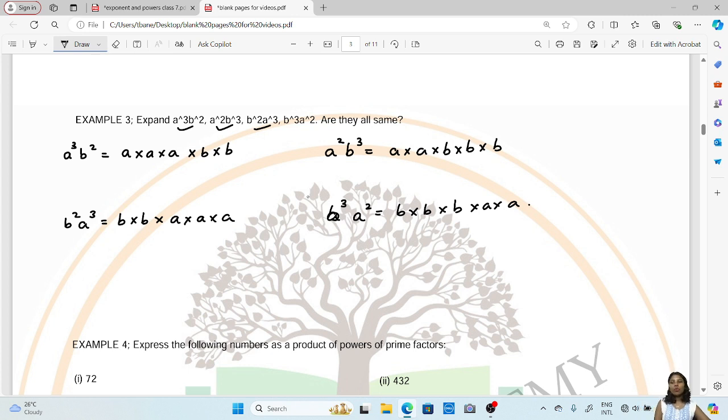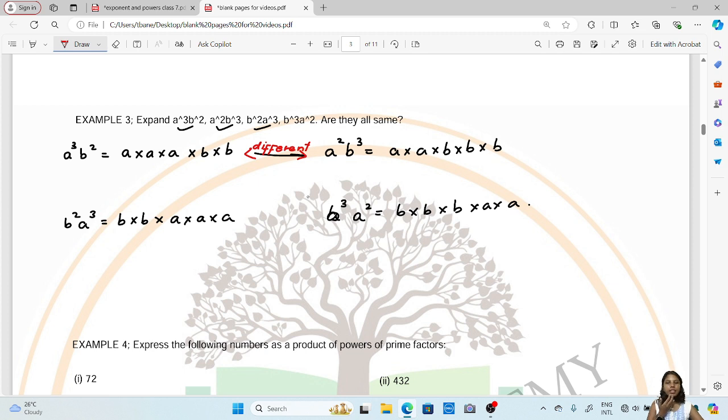Now we have to tell if all these are the same or different. So now let's look at this one: a raised to cube and b raised to square. So a is multiplied thrice and b is multiplied twice. So in this case we have to find which is similar to it. Now is this and this one the same? No. Why? Because here the power of a is only 2. Here it is 3. So these are not the same. So these two are different.